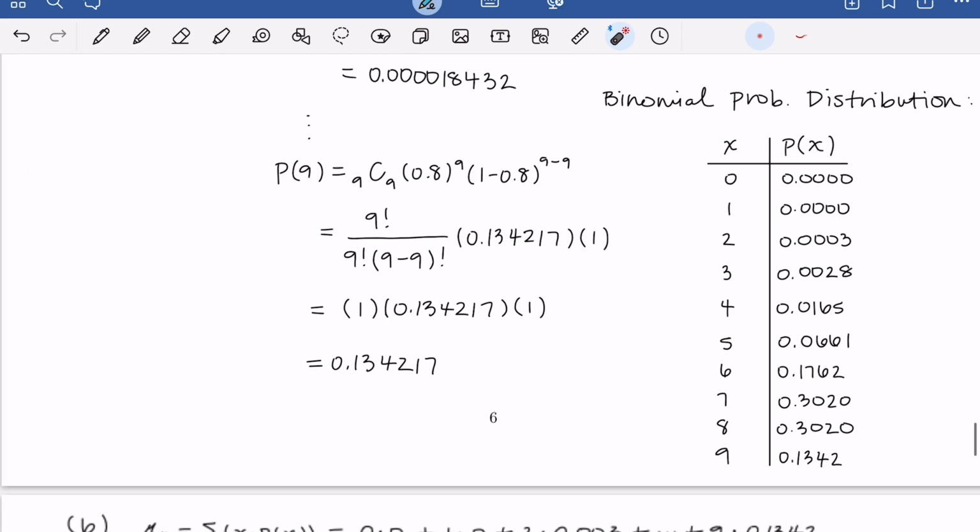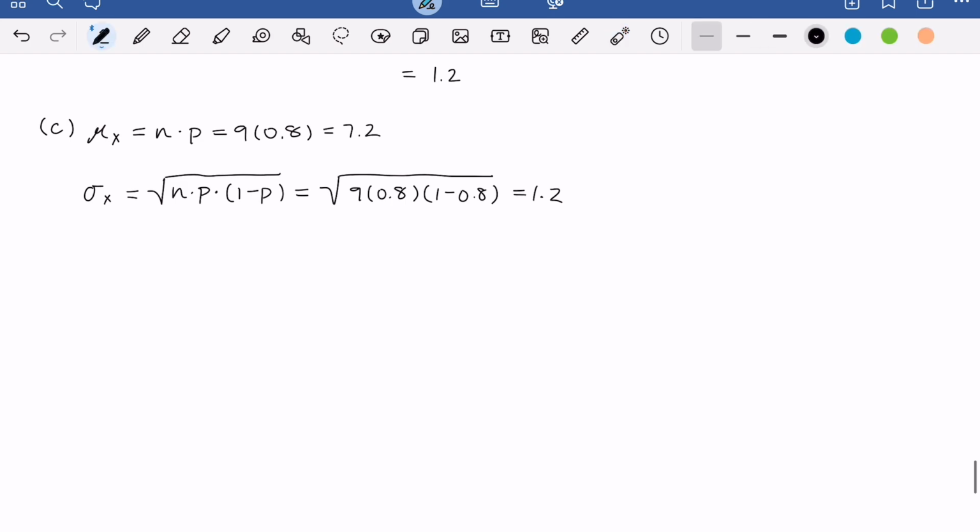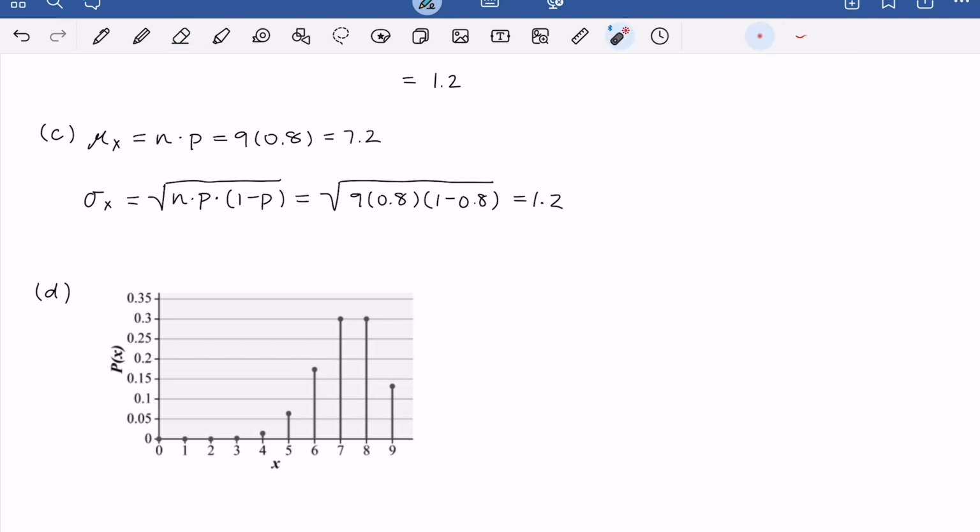So I'm just going to go ahead and paste the graph here from the solutions just in the interest of time. All right, so I pasted the graph here. On our horizontal axis, we have the number of successes in our 9 independent trials. And on the vertical axis, we have our probabilities.